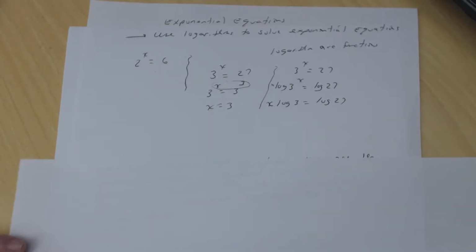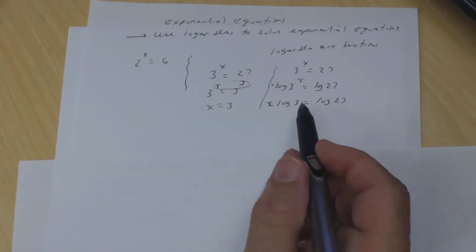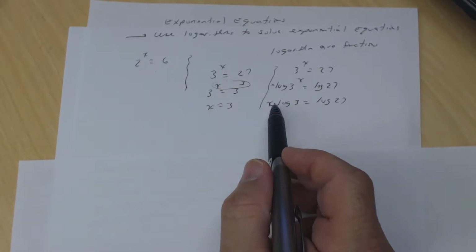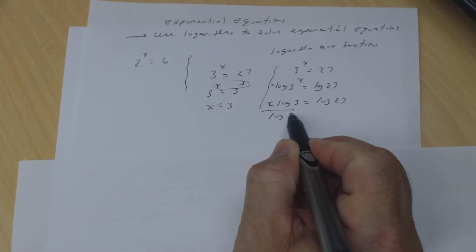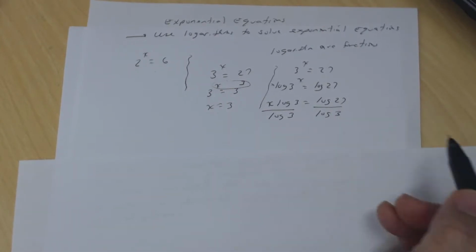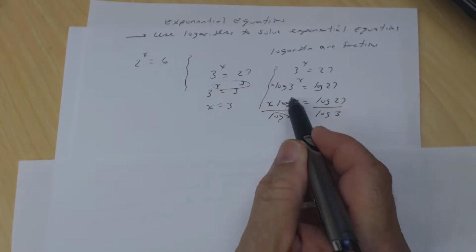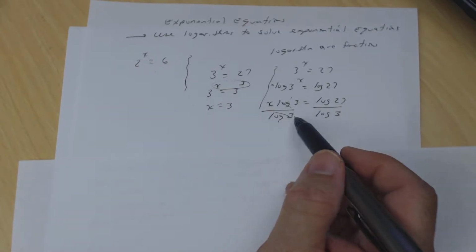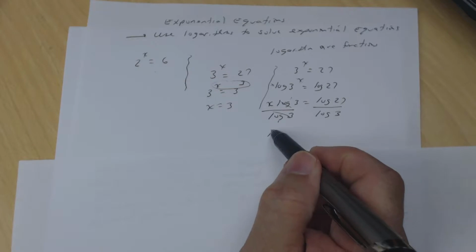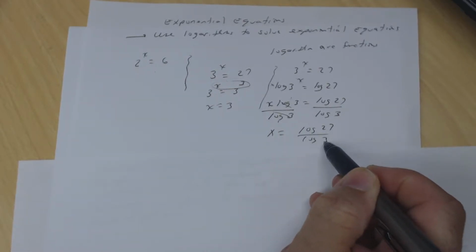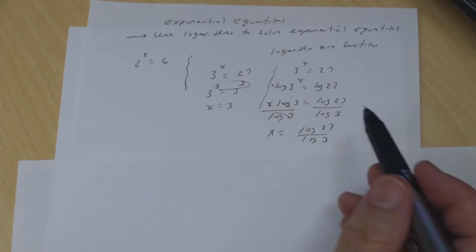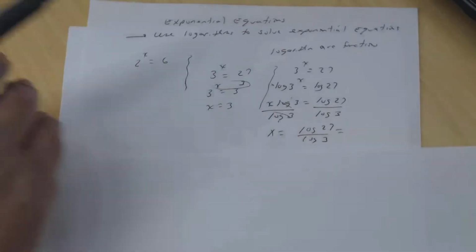Okay, now, notice what happens. To get the variable by itself, right now, I'm multiplying by the log of 3. The opposite is to divide by the log of 3, just like this. And so the log of 3's divide out. Log of 3 divided by log of 3 is 1. 1 times x is x, and so I get the log of 27 divided by the log of 3. Okay? Now, let's see what that equals.